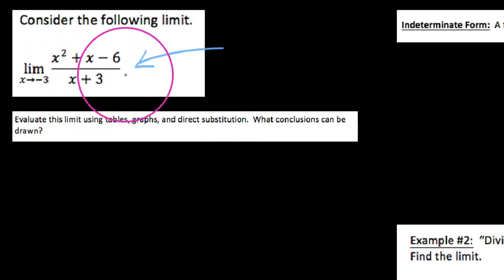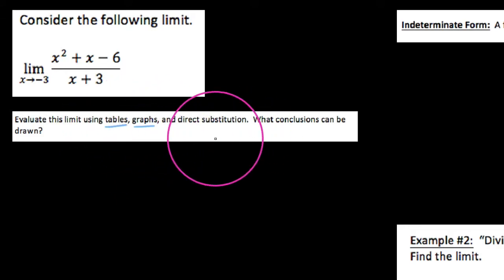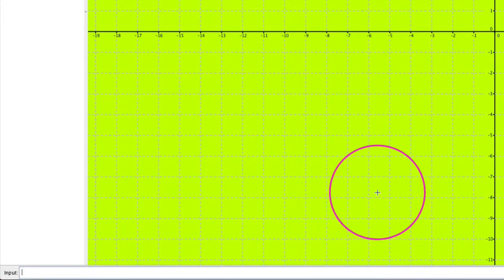I would like to evaluate this limit, and my primary methods are going to be using tables and graphs. So we're going to pop over to GeoGebra here, and I'll head down to the input field. Our function, we'll call it f of x. F of x equals a quotient of two polynomials. We'll type in x squared plus x minus 6, and then in the denominator we have x plus 3.